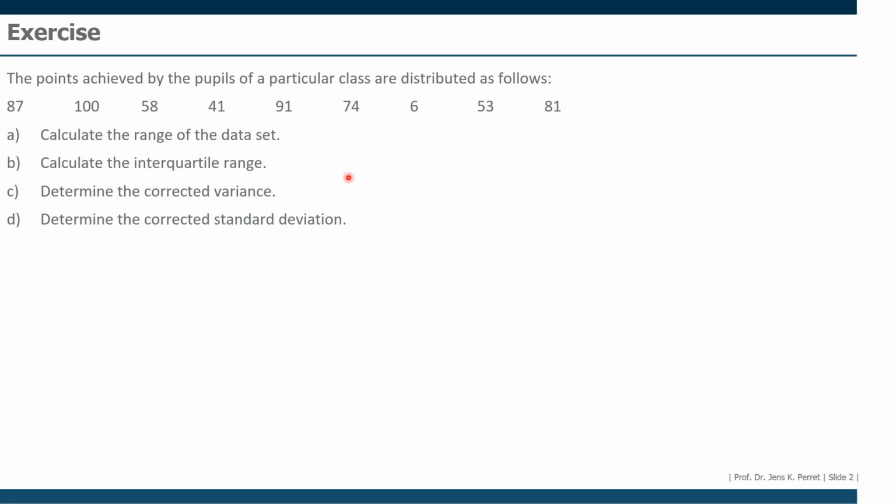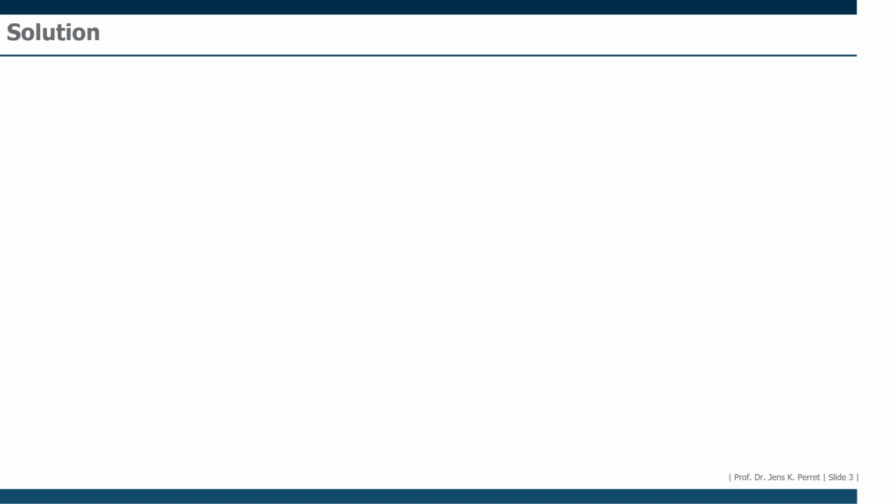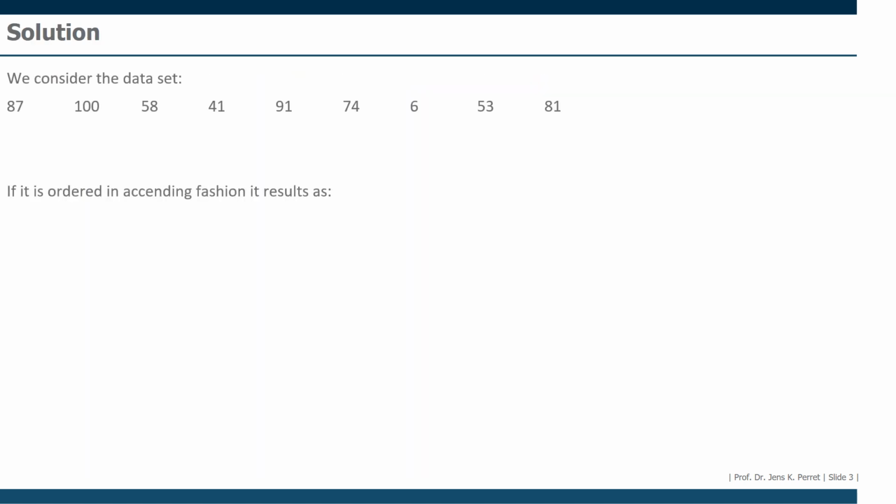Well, before we start, even with part A, the first thing I'm going to do is reorder my data set. So I'm going to copy this data set. Then I'm going to arrange this in an ascending fashion, starting with the smallest value and always increasing until I arrive at the largest data point. Because now I can use this to easily calculate the range and the interquartile distance.